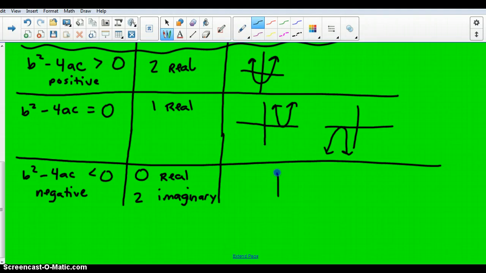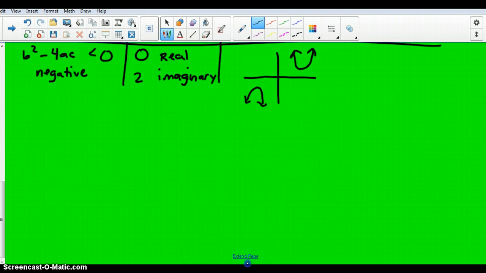How would that graph look? We're talking about the x-intercepts, and if you have 0 real solutions, that means you have 0 x-intercepts. Anybody have any idea what that looks like? It never touches, so it could be some graph that looks like this, where it's never going to touch the x-axis, or some graph that looks like that. 0 real solutions, 0 x-intercepts.